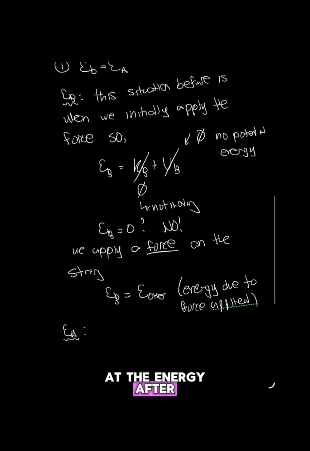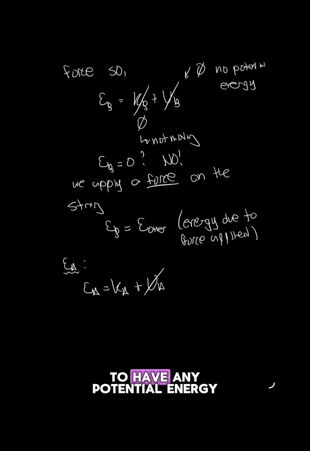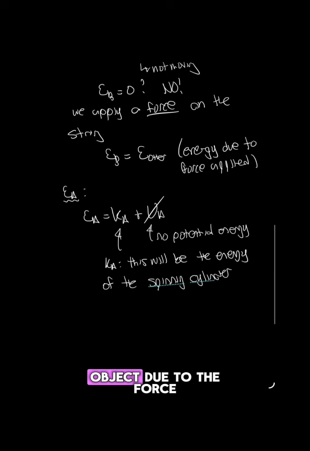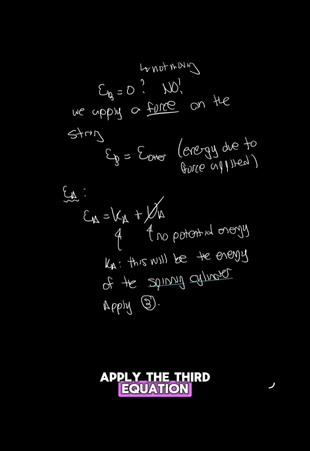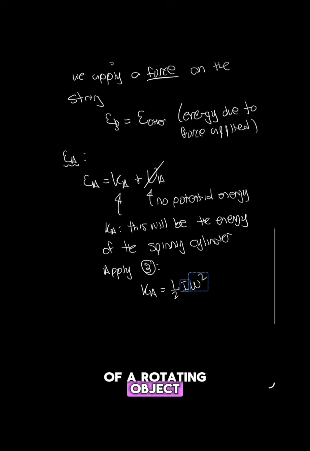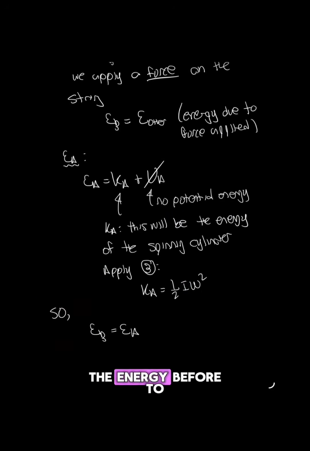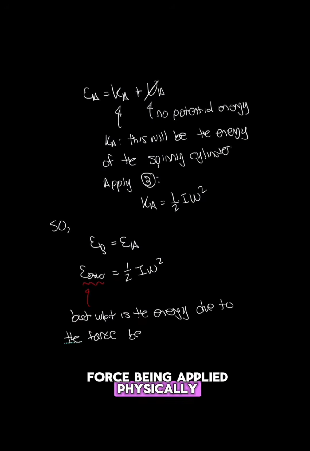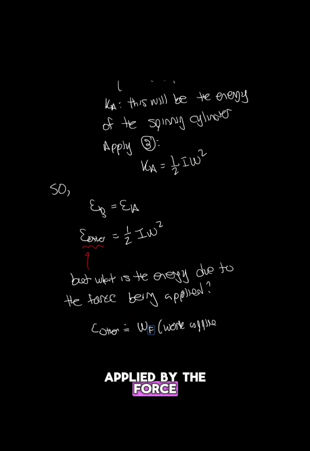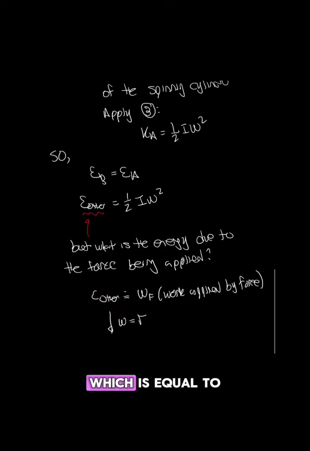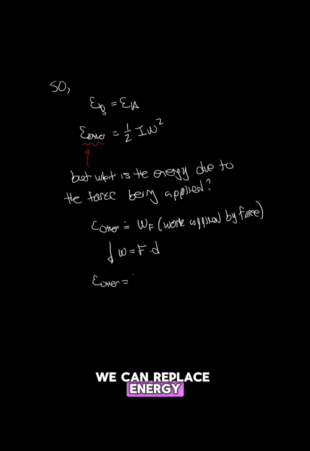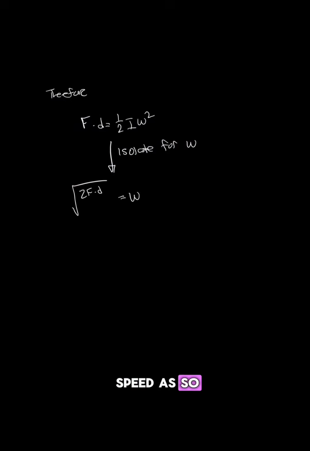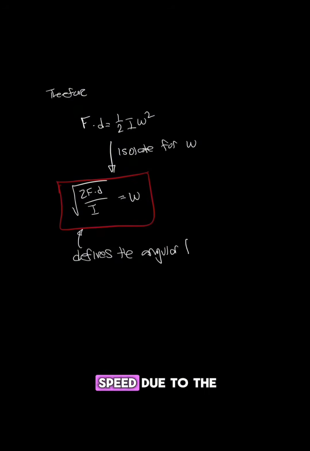Now we can look at the energy after, which in this situation, we're still not going to have any potential energy. And the kinetic energy, this will be the energy of the spinning object due to the force. And so we can apply the third equation that we found for the kinetic energy of a rotating object, which is given by this. So if we equate the energy before to the energy after, we find this expression here. But what is this energy due to the force being applied physically? This is going to be equal to the work applied by the force. So if we apply the general equation for work, which is equal to force times displacement, we can replace energy other with this equation. So we get this expression here. And so we can isolate for the angular speed as so. And so this defines the angular frequency or speed due to the force applied.